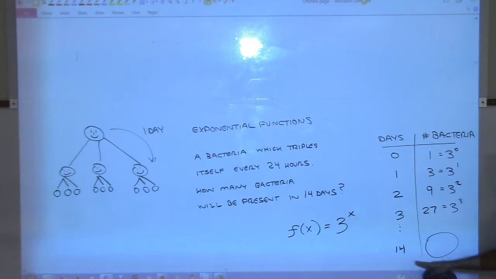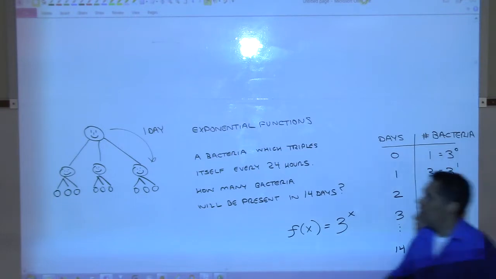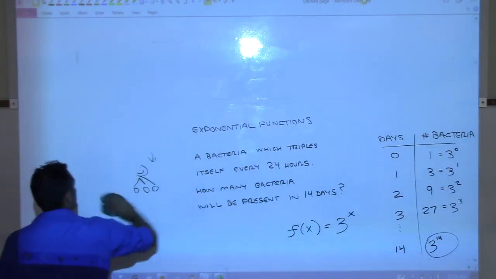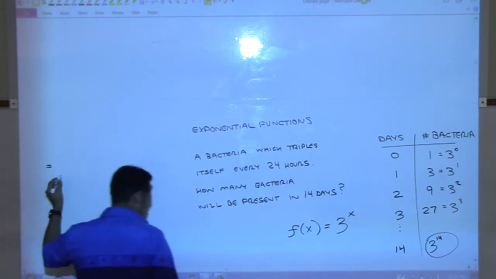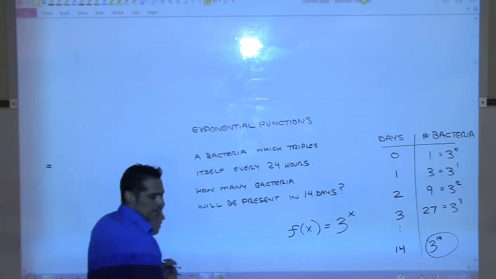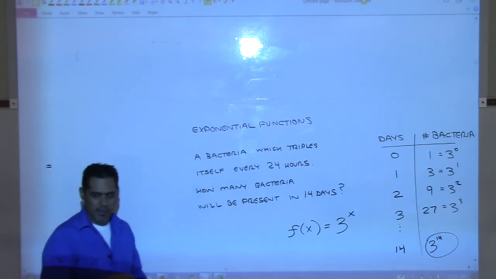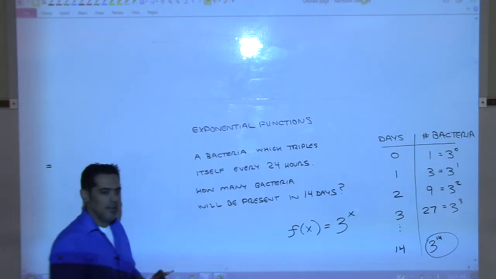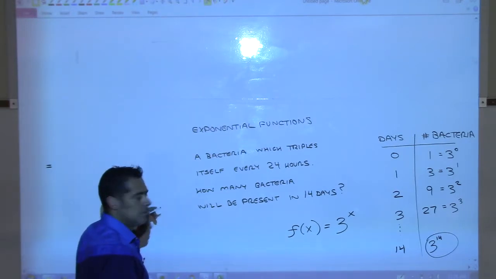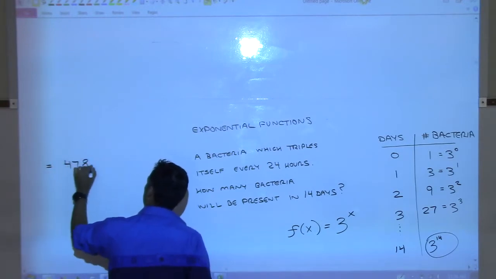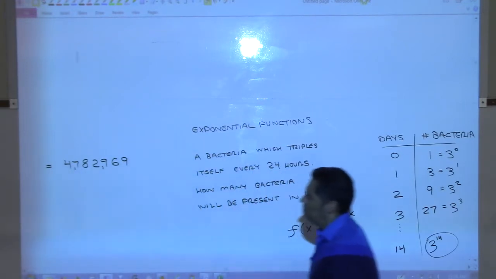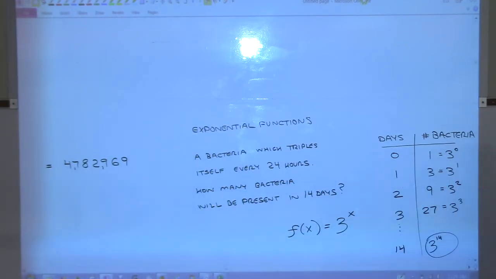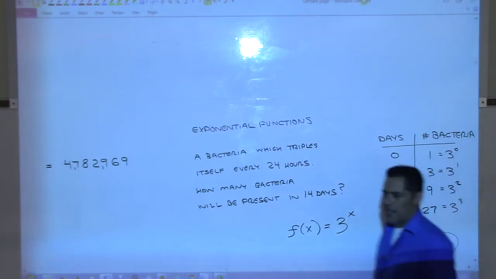So we get on our calculator to answer this question, and we figure out what 3 raised to the 14th power is. Go ahead and do that. So if someone can give that to me. Just read out the digits. Or is it giving it to you in scientific notation? Hmm. 4 million. It's 4 million? 478 29 69. So you've got close to 5 million bacteria there within the first 14 days.